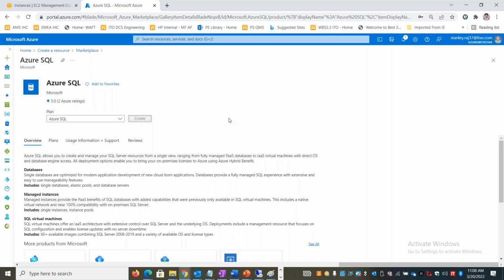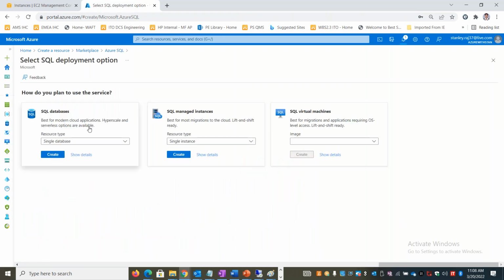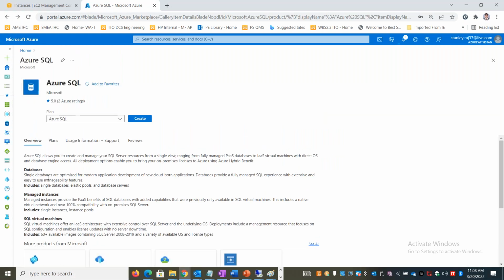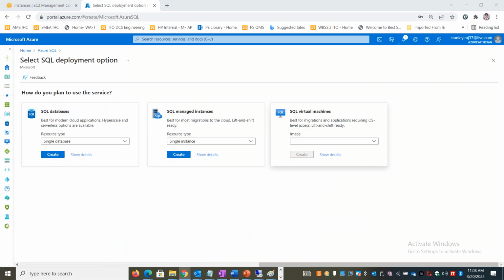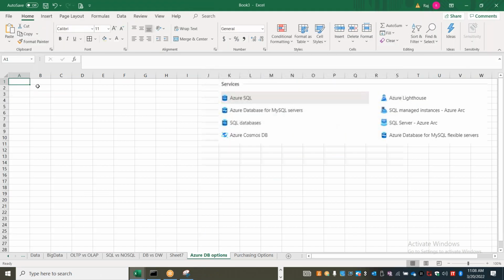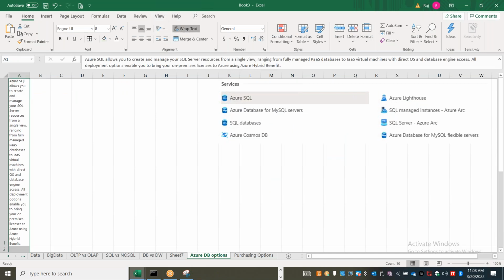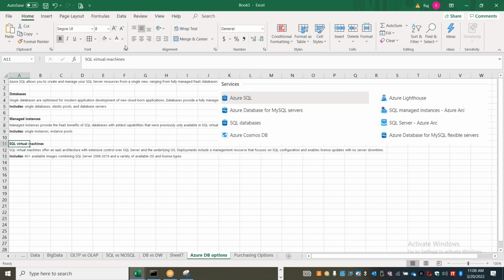Let's see. So you are getting three different options. These are the three different options that you have to be more familiar with for today's session. Let me copy some data from here. Azure SQL gives you three major variants. The first variant is something you are already familiar with, that is nothing but your SQL virtual machine.